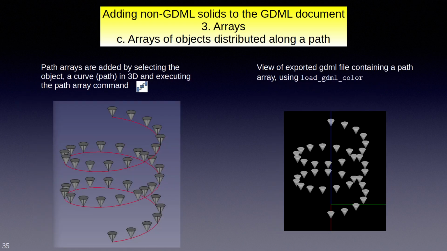Another potentially useful type of array is the uniform distribution of a base object along a path in 3D. To build such an array, construct the curve in FreeCAD, select it, select the base object, and click on the path array icon. The example here shows an array of cones along a helical path. The view in FreeCAD is on the left, and a view of the exported GDML file in the GEANT app is on the right. Another type of array is a point array, where an object is placed at an arbitrary set of points. An example is shown in the extra slides.